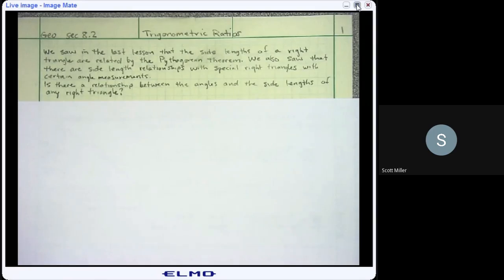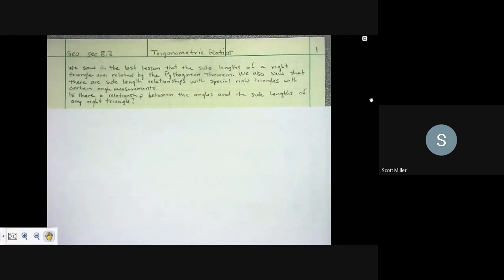Okay, so in this lesson, we're going to be doing section 8.2, the trig ratios. In the last lesson, we saw that the side lengths of a right triangle are related by the Pythagorean theorem. We also saw that there are side length relationships with special right triangles, certain angle measurements. So the question is, is there a relationship between the angles and the side lengths of any right triangle? And the answer is yes, there is.